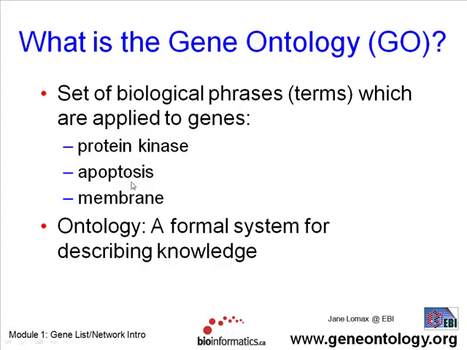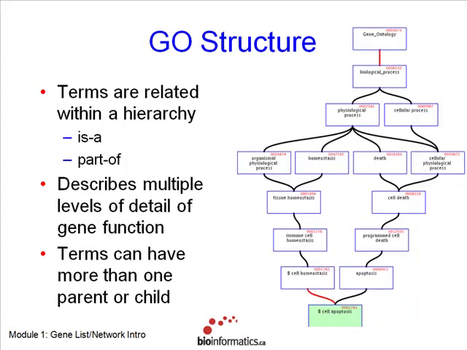Interestingly, all these terms have definitions associated with them, so it's also a dictionary. And if you're interested to know what some term is, you can go and look at the definition in gene ontology, and it's usually pretty good. The terms are related. So it's like a dictionary in that it has definitions associated with each term, but it's unlike a dictionary in that the terms are related to each other.